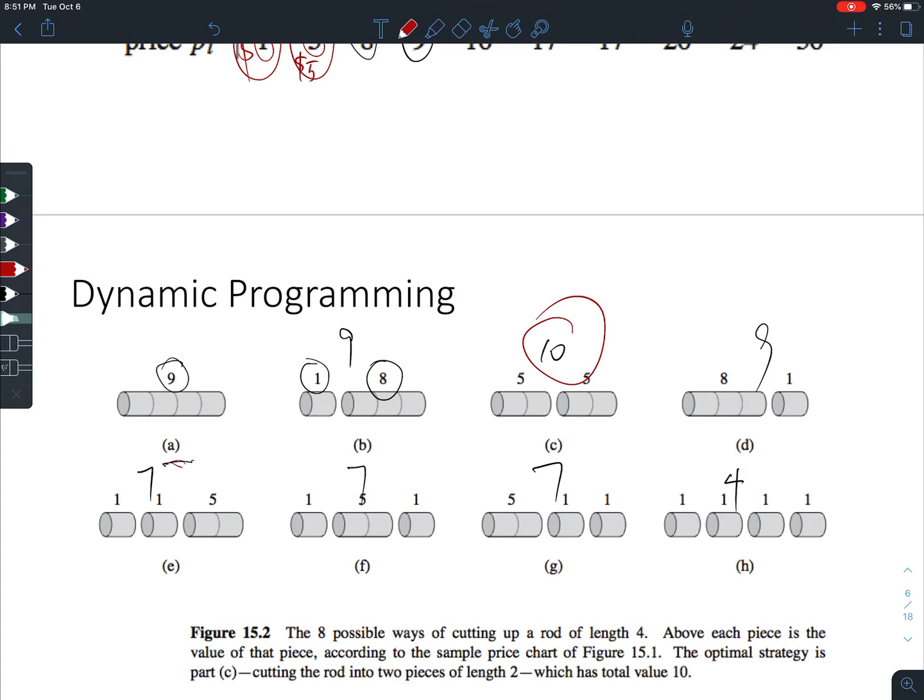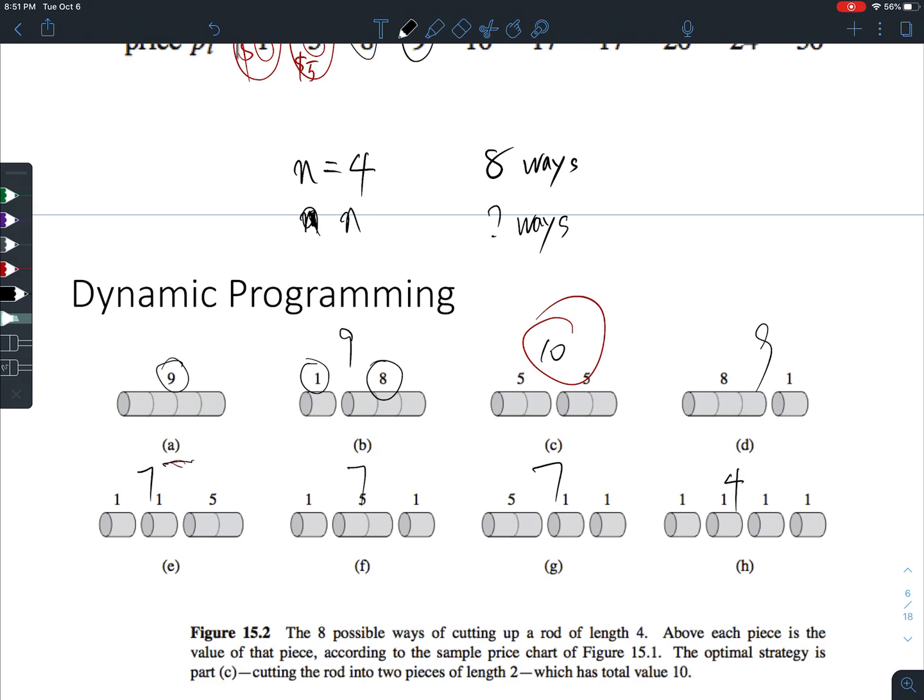But let me ask you a general question. Here when n is 4, we have 8 possibilities to cut the rod. But let's be general. What if we don't know what value n is? We just know it's a variable and it can be any value. Here I'm asking you, how many possibilities do we have to cut a rod of length n?